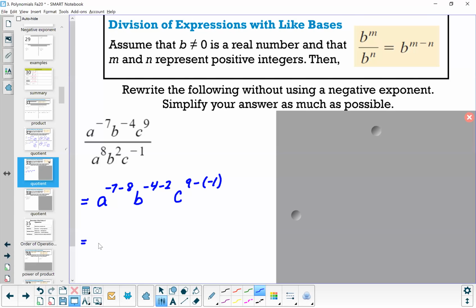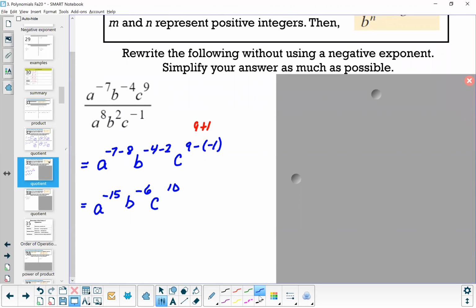So we get a to the negative 15, b to the negative 6, and the 9 minus negative 1 is equivalent to saying 9 plus 1. So that gives us c to the 10th. Now the directions say we must write our answer without negative exponents. So we'll need to think about this as being over 1.